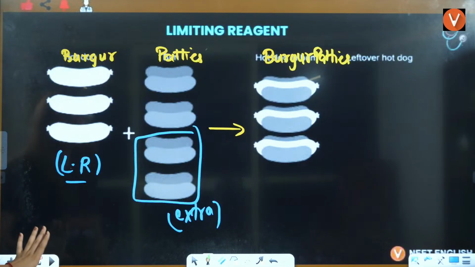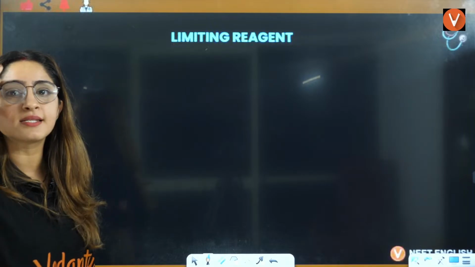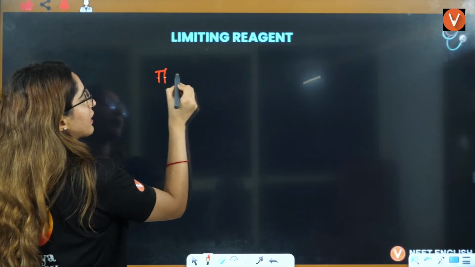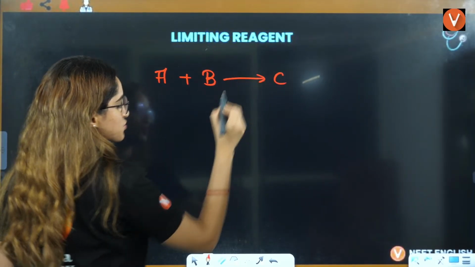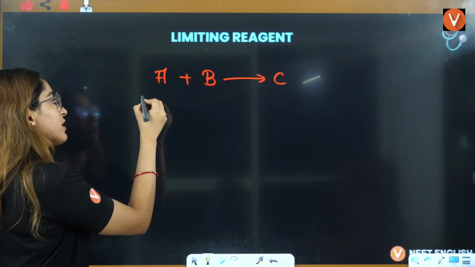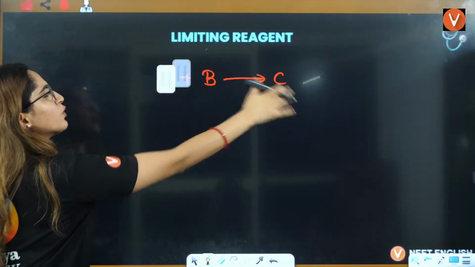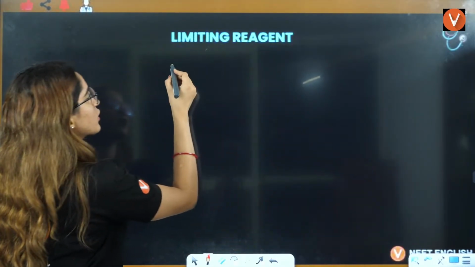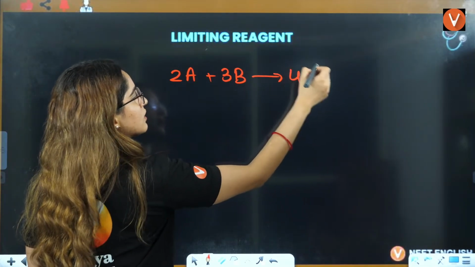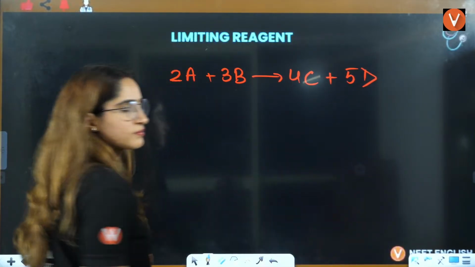Okay. Now, let's talk about a method of doing limiting reagent. This is a very interesting thing. For example, you have A and B, which give rise to C. Let's say A is 3 moles and B is 4 moles. Let's say you have the reaction 2A plus 3B gives rise to 4C plus 5D. This is your reaction, okay?